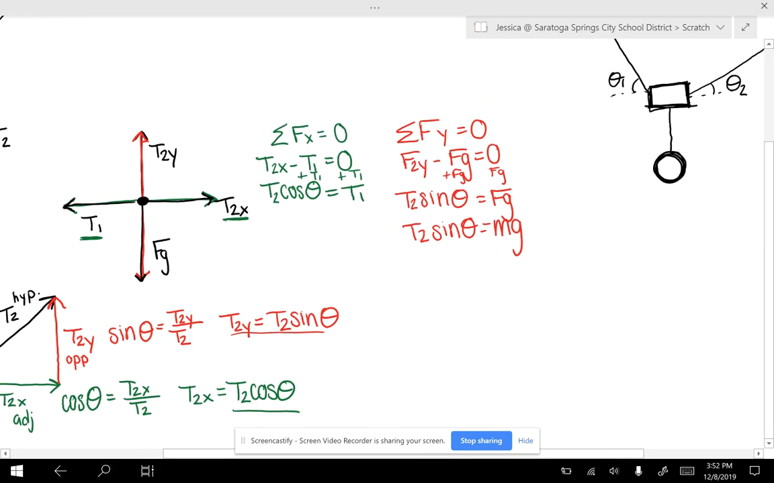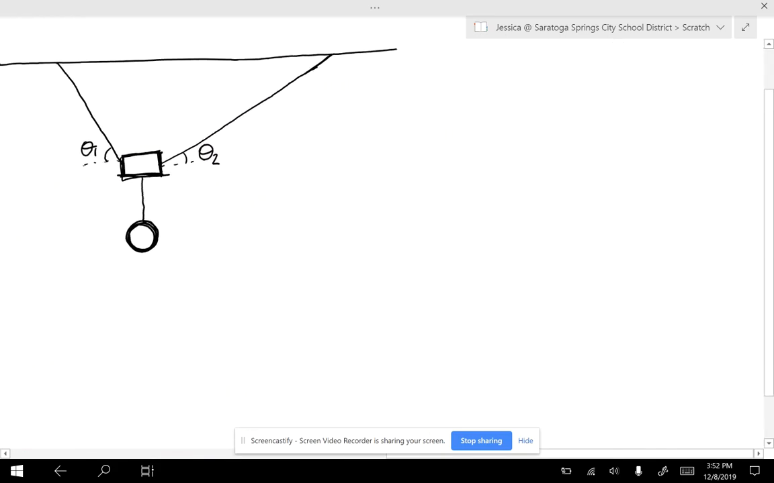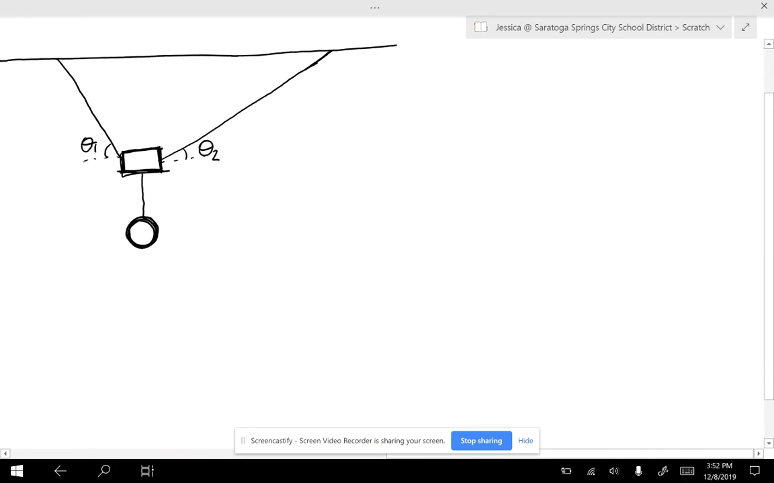So where something might get a little bit more complicated is an example like this, where we have one mass, let's call this mass A, another mass B, and mass A is hanging by two different angles, and then we have mass B hanging straight down. So we have two different objects, so we will need two different free body diagrams. Okay, so we're going to have an A free body diagram and a B free body diagram.